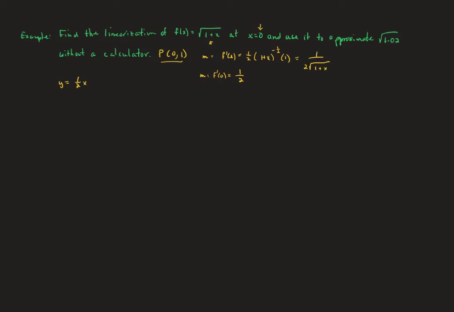Since our point is actually the y-intercept, it's pretty easy to write this in slope-intercept form and say 1/2 x plus 1 is our tangent line. Or if we want to give it fancy notation, we could call it L of x, which is the linearization. No different than just finding the tangent line.